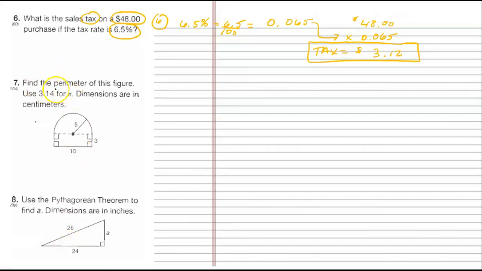Find the perimeter of this figure. Use 3.14 for pi. Okay. So let's see. If that's 3 and that's 10, this is 10.